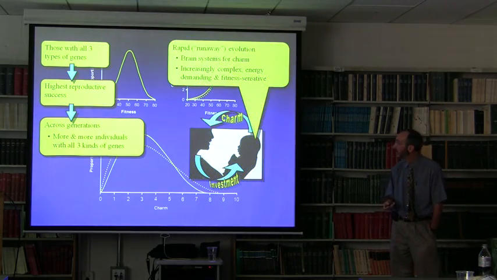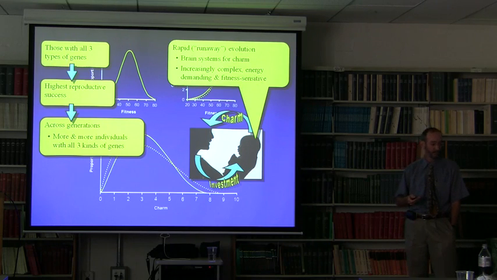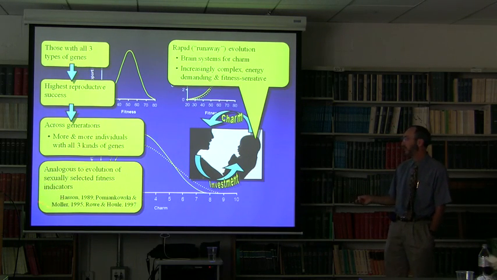And this could lead to the rapid or runaway evolution of brain systems for charm, making them increasingly complex, energy demanding, and fitness sensitive. This is analogous to the evolution of sexually selected fitness indicators.